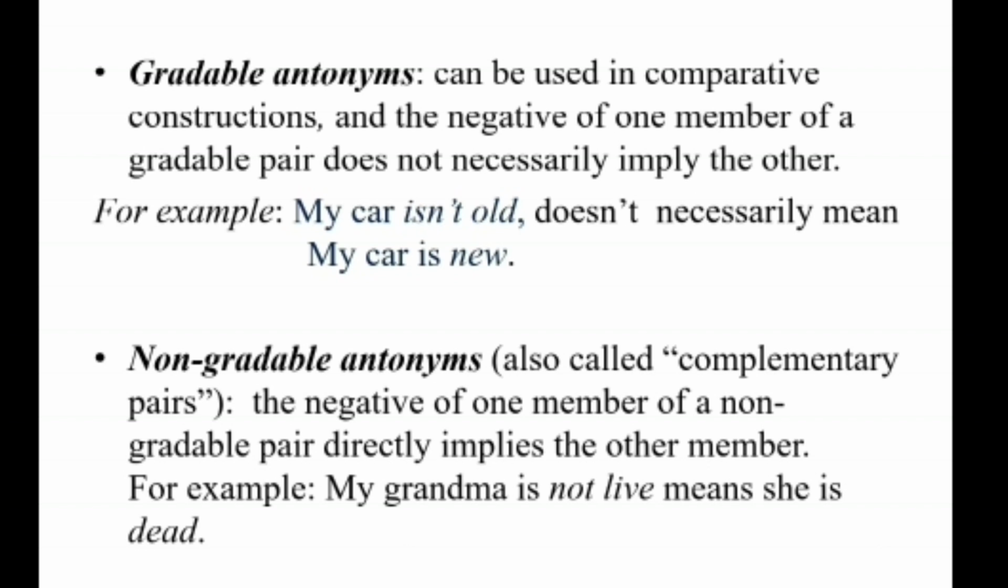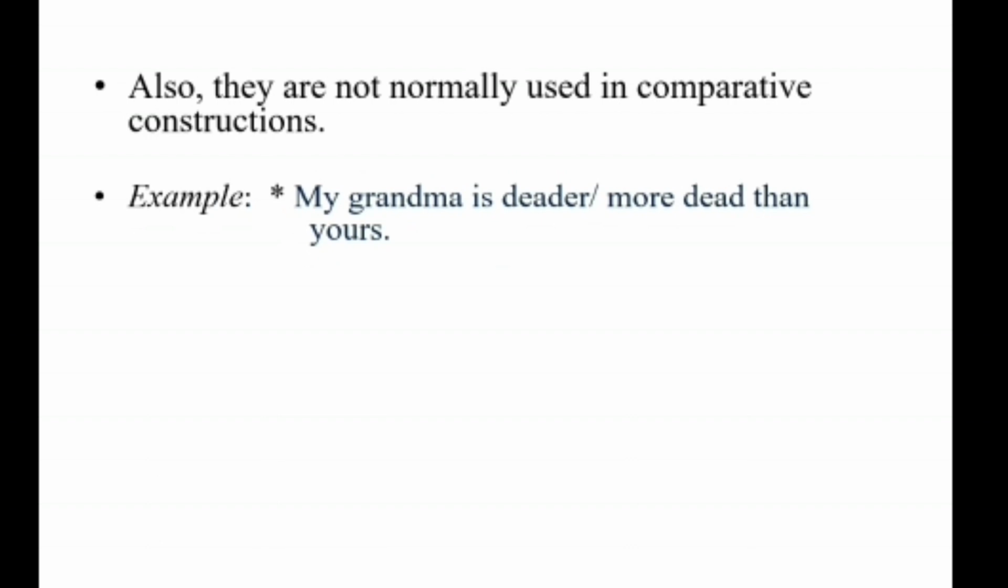As opposed to non-gradable antonyms, also called complementary pairs, the negative of one member of a non-gradable pair directly implies the other member. For example, if we say my grandma is not alive, it directly means that she's dead. Also, non-gradable antonyms are not normally used in comparative constructions. For example, we cannot say that my grandma is more dead than yours, or I'm more single than you are.